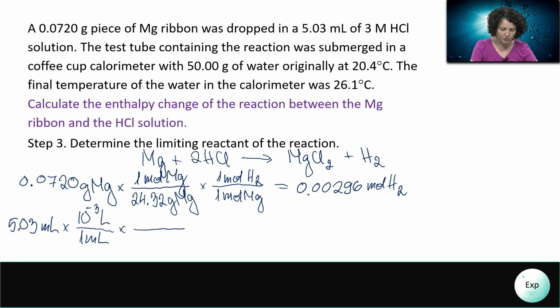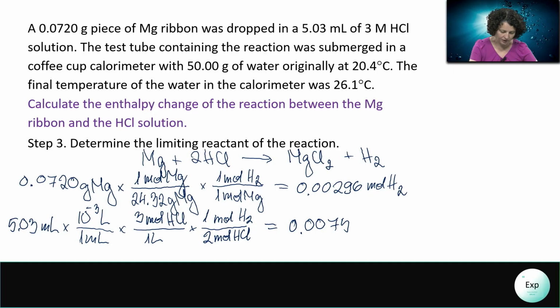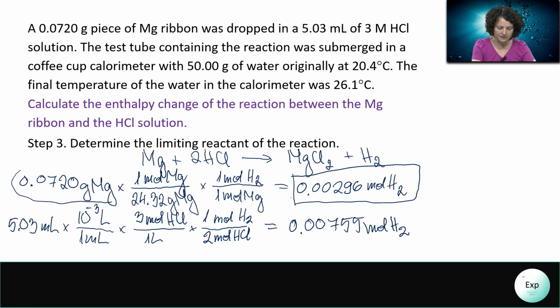Then we convert from volume to moles using the molarity. On the bottom, we'll say 1 liter, and on the top, we'll add 3 moles of hydrochloric acid. From there, we use the mole ratio from the experiment. On the bottom, we'll say, in order to fully consume the 2 moles of hydrochloric acid, we would produce 1 mole of hydrogen. We end up with 0.00755 moles of hydrogen. The smaller of the 2 moles of hydrogen is the amount generated from the complete consumption of our magnesium, which means magnesium is our limiting reactant in the experiment.